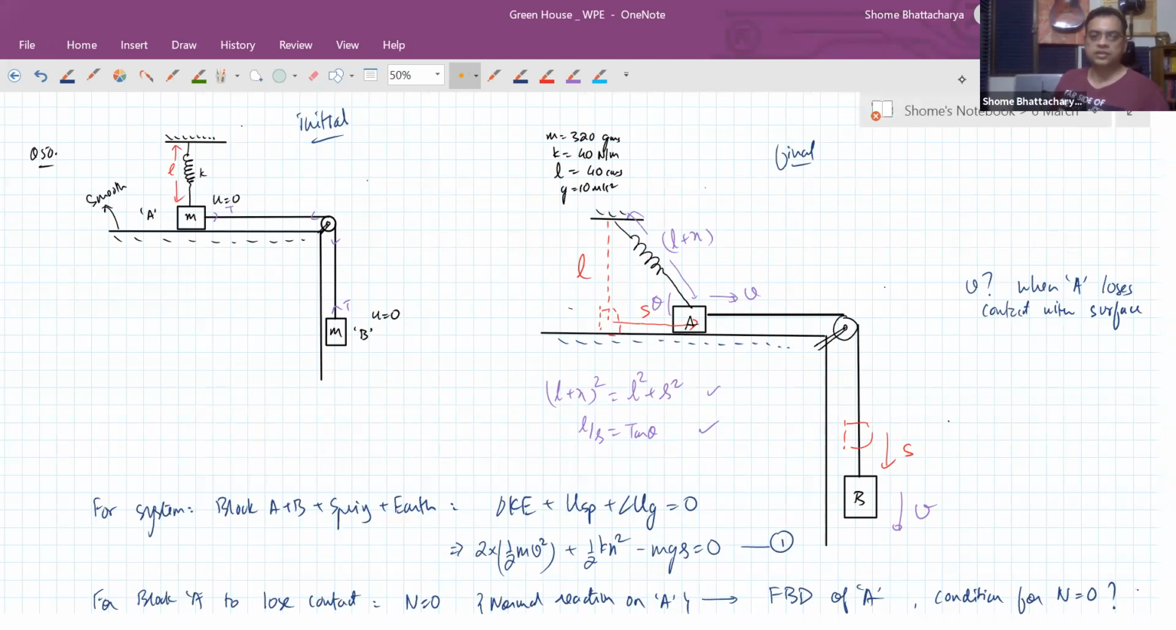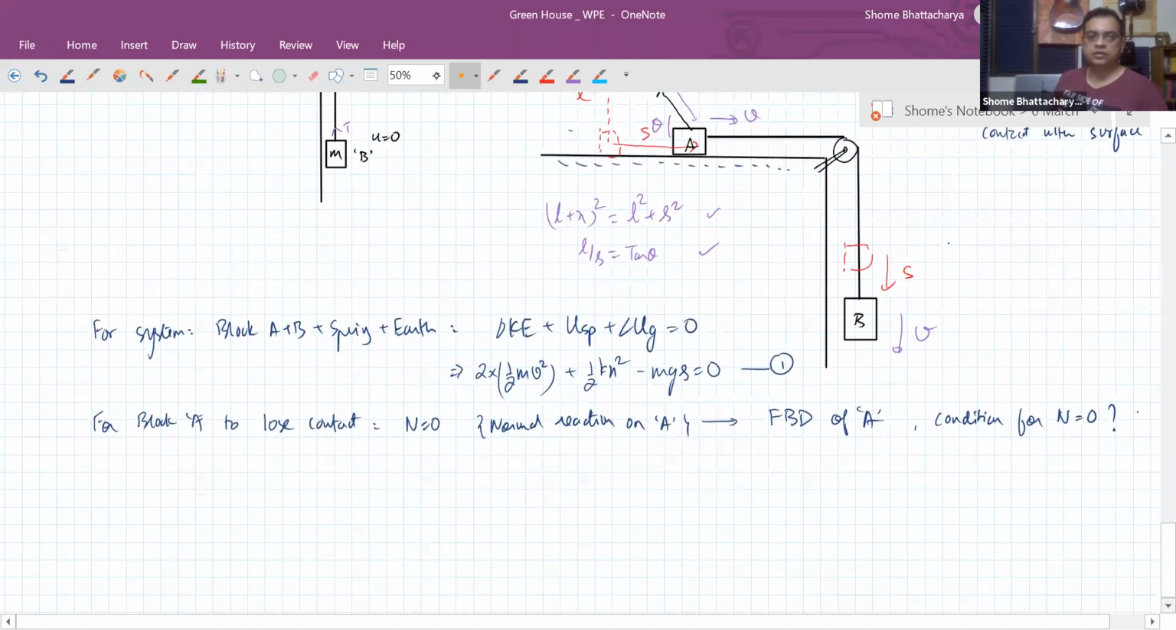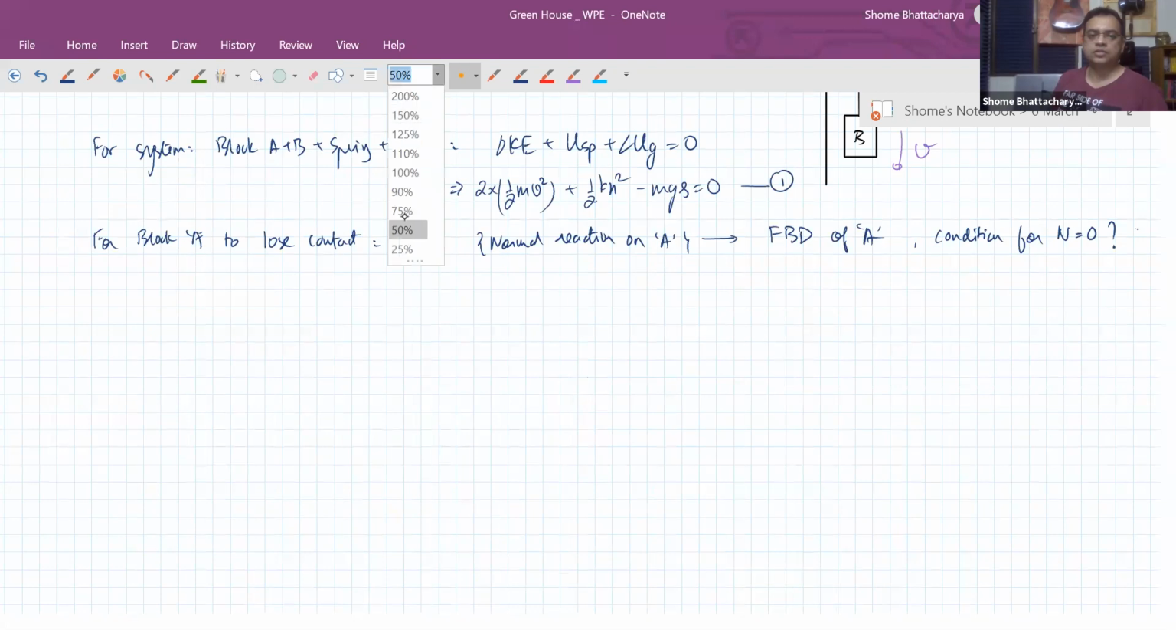Yes, very good. That is the condition. So when kx sine theta just becomes equal to mg, yes, that is the instant when the contact will be lost. By the time it is greater than, it's already jumped off.